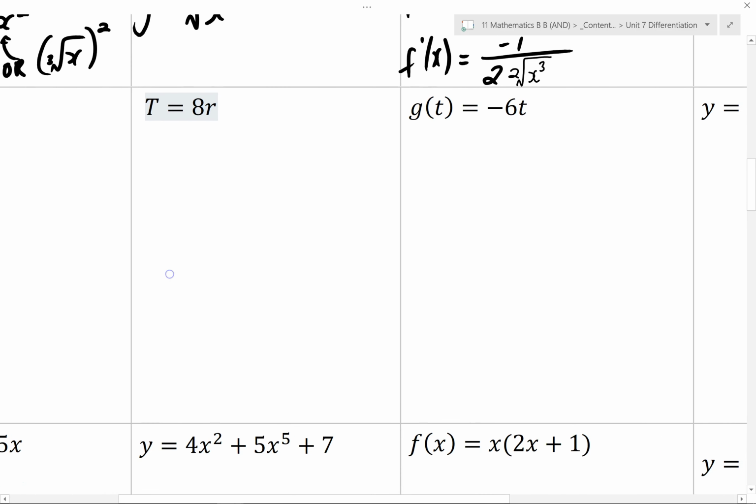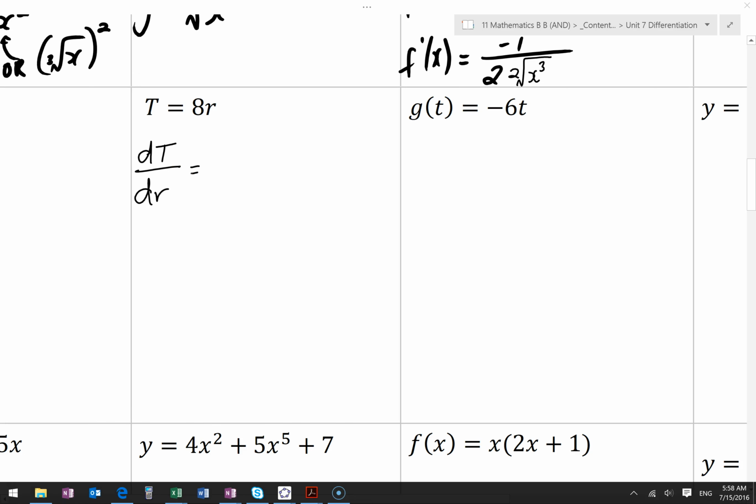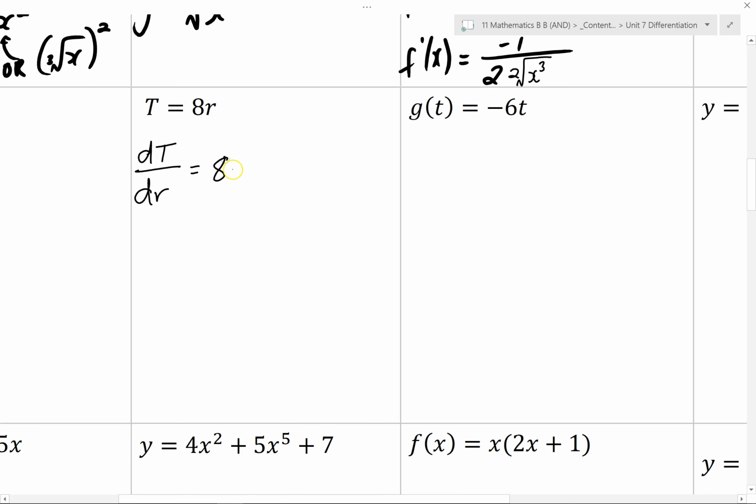Sometimes the letters will be different, so instead of f's and x's and y's and x's, they're t's and r's. So to differentiate this one, we will be after dt dr, the change in t and the change in r. But the process will be exactly the same. My variable is r. So it'll be the same idea. 8 times 1, r to the power 1 minus 1. This is power 1. So 8 r to the power 0, or just 8. And we can carry the dt dr all the way down.